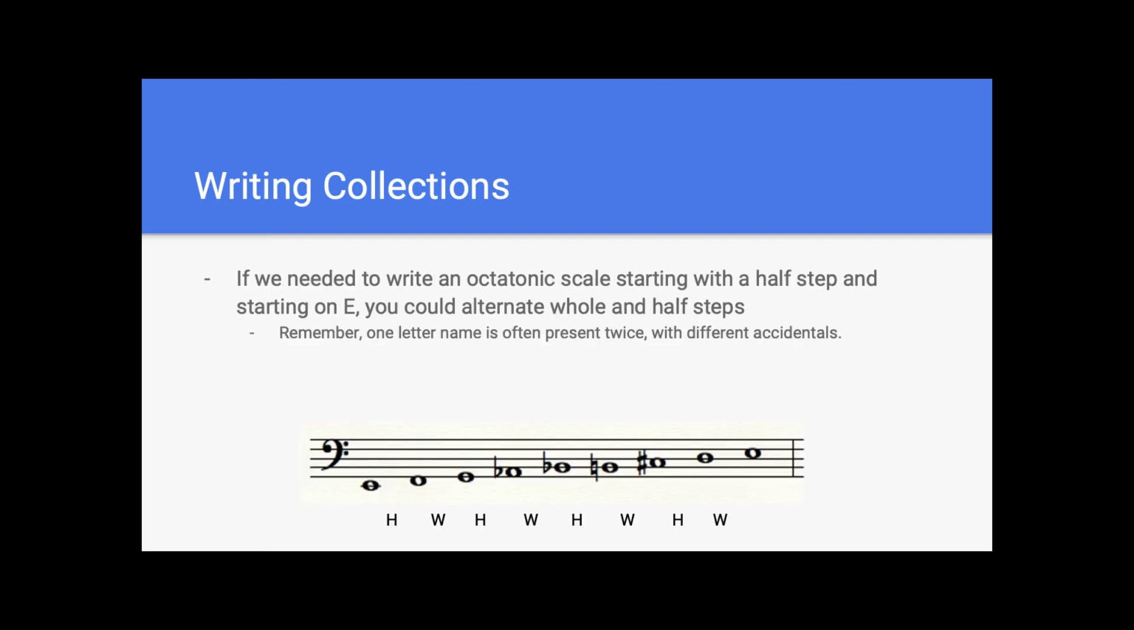Let's say you wanted to write an octatonic scale starting with a half step and starting on E. You know that octatonic scales alternate whole and half steps. Since you're starting on E, and the first interval is a half step, the next note would be F, a half step up from E. After that, you want a whole step up to G, a half step up to A flat, a whole step up to B flat, a half step up to B natural, a whole step up to C sharp, a half step up to D, and finally a whole step up to E again.